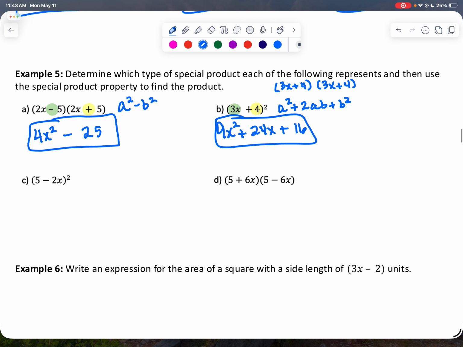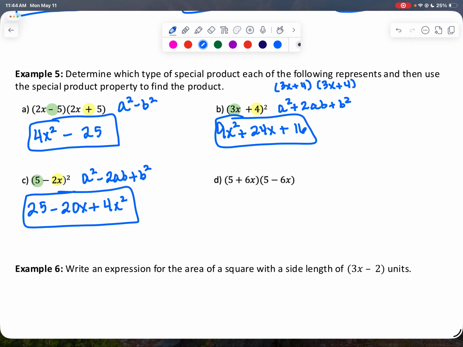All right, problem C, 5 minus 2x quantity squared. So this time our pattern is the same except it'll be minus. So a squared minus 2ab plus b squared. So this is saying take the first term, 5, and square it. Then the pattern's telling you to put a minus. Now to get your second term, you're going to take the 5 and multiply it by the 2x. So that would be 10x, and then double it. So that would be 20x. And finally, you square your last term. So 2x times 2x is 4x squared.